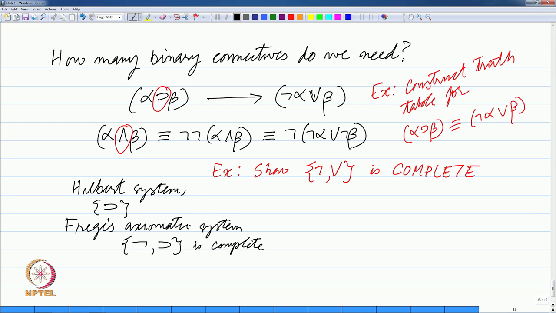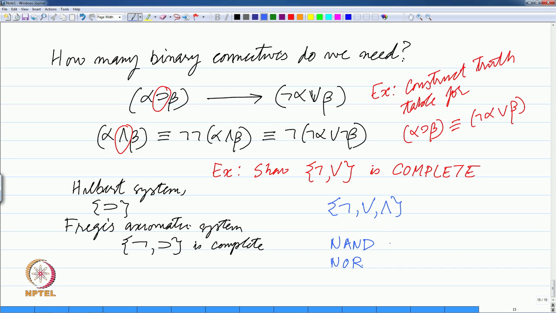So, other sets which are of interest to us and we will see later is this set of negation, or, and, which we will use in one of our proof procedures. Then you would have heard about NAND and NOR. These were known as Sheffer's stroke and Peirce's arrow, because they were shown by Sheffer and Peirce. These are single connectives.